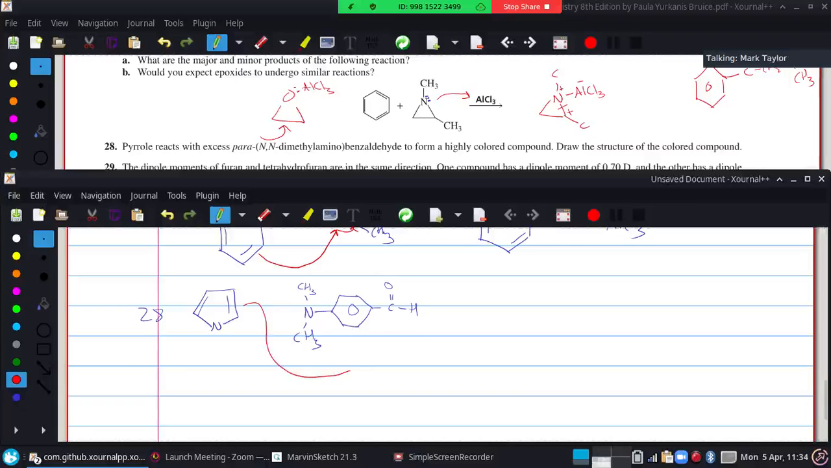Nucleophile attacks electrophile. And we get, I'm going to spin my second molecule around, attacking the second location. This will now be a COH, H, connected to the benzene ring, still connected to the dimethylamino group.